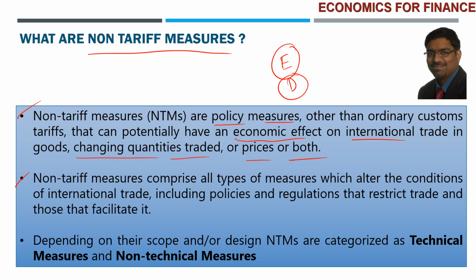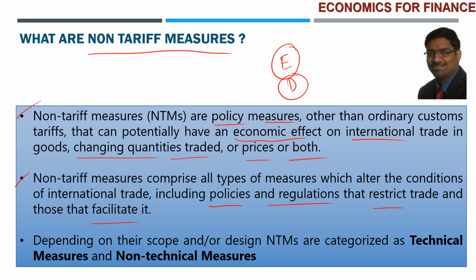And they comprise all the measures which alter the conditions of international trade, including policies and regulations that restrict the trade and those that facilitate it. Once again, only two options. Either we restrict it or we facilitate it. Either we encourage or we discourage. Discourage is restriction, encourage is facilitation. Both types of policies will be there.